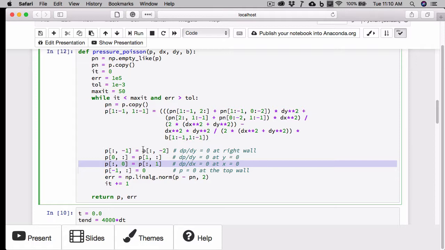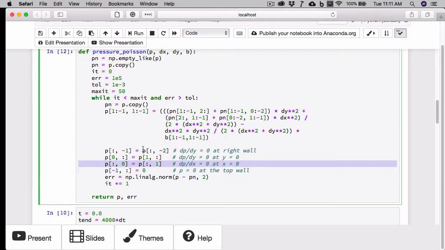We have a point at the boundary and a point on the interior. So let's call this pi minus 1 and this pi. I want to set dP/dx at i equals 0. So how can I accomplish this? I'm going to use a one-sided difference, first order. You say (pi minus pi minus 1) over delta x equals 0. So this means that pi is pi minus 1. That's on the right wall.